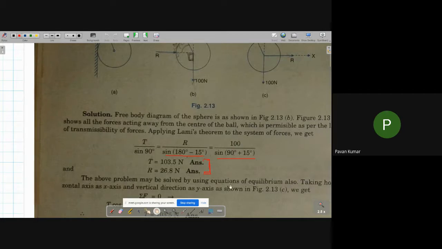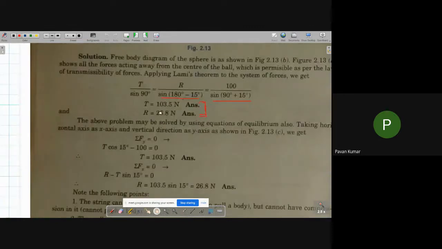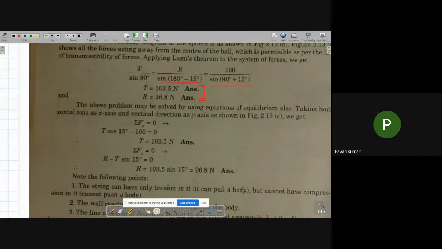Now we will do this problem. The same problem we will solve using equations of equilibrium. First we did it using Lami's theorem. Now we will solve the question by using equations of equilibrium.